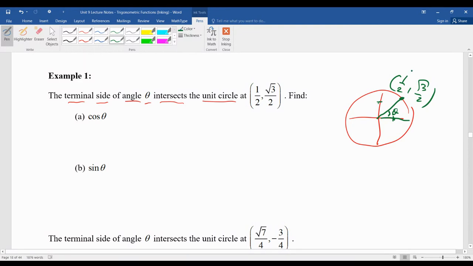Well, the cosine we said is the x coordinate of any point on the unit circle. So in this case it would be 1/2. So cosine of theta is 1/2. And the sine we said is the y coordinate, which is root 3 over 2.